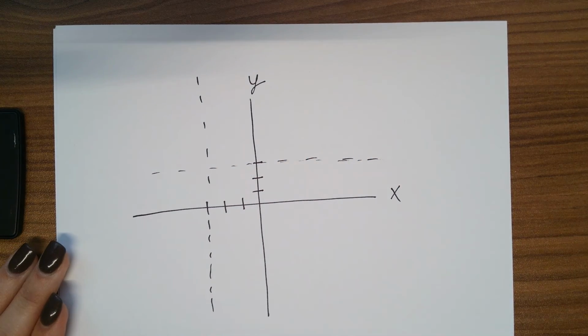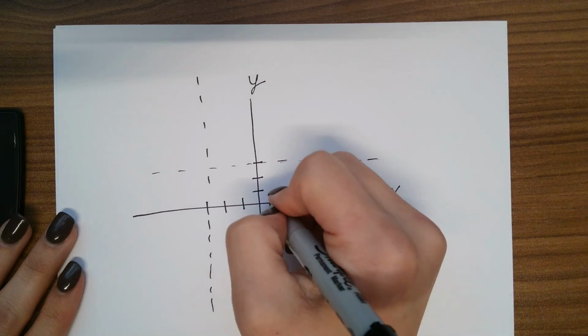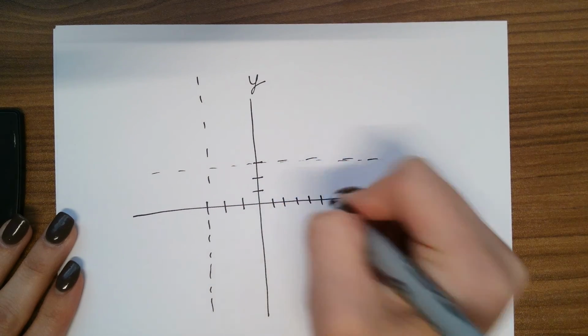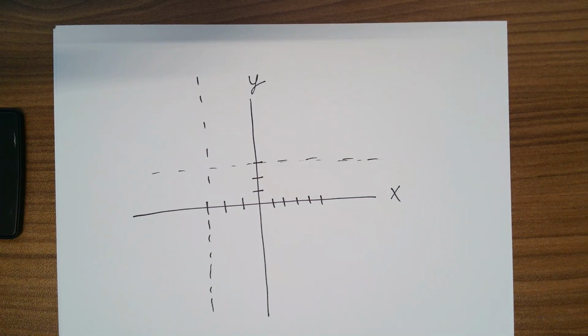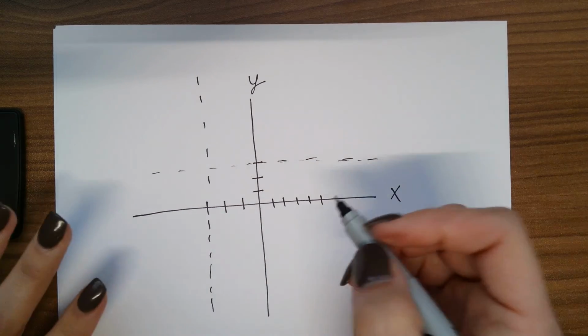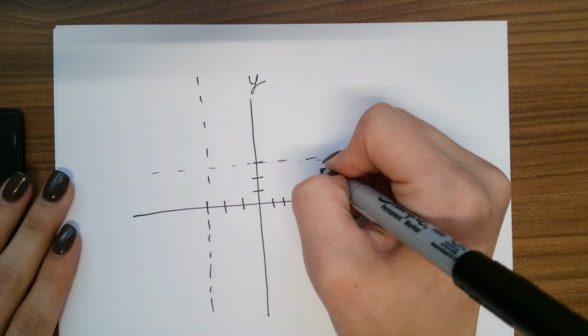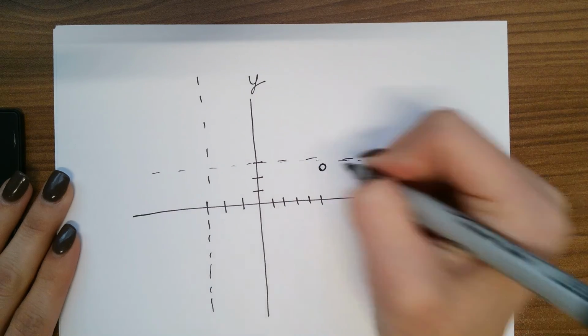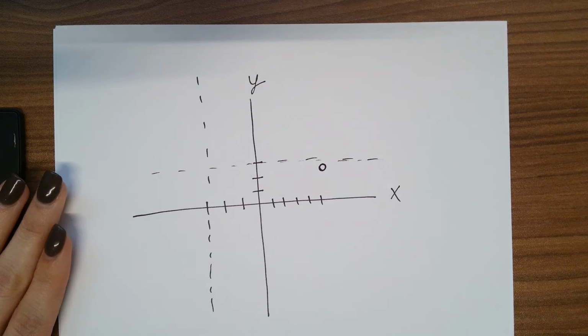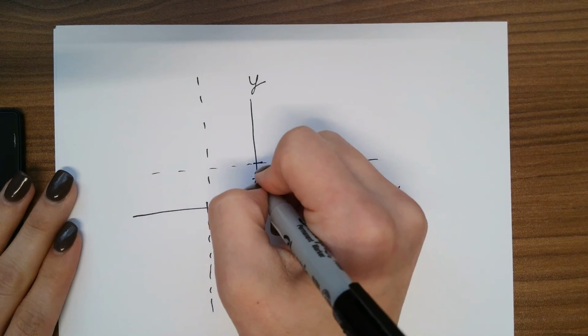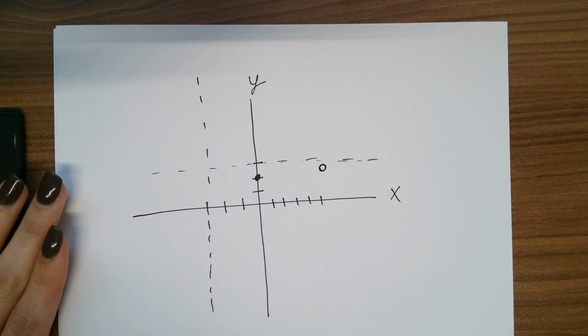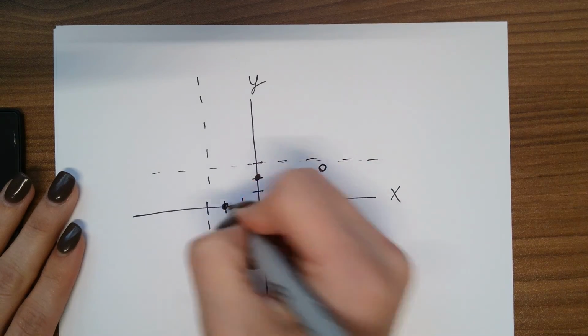Horizontal dotted line. I know I have a hole at 5, comma 21 over 8. So 1, 2, 3, 4, 5. 21 over 8 is 2 and 5/8, so roughly 2.5. Let's just say 2.5. So at 5, I'm in between 2 and 3. So somewhere around here, I have a hole. My y-intercept is at positive 2. My x-intercept is at negative 2.